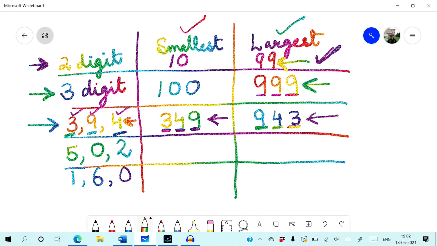So 943 is the largest number using 3, 9 and 4. Okay. Now we have to use 5, 0 and 2 and make the smallest number. So for the smallest number, there are going to be again 3 places: ones, tens and hundreds.